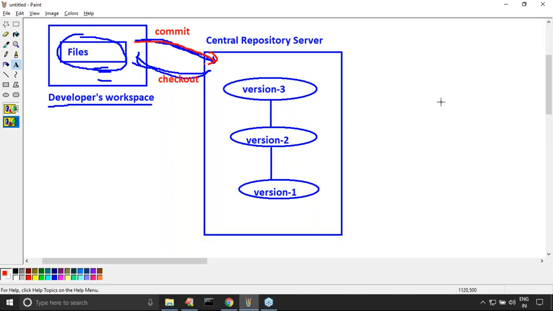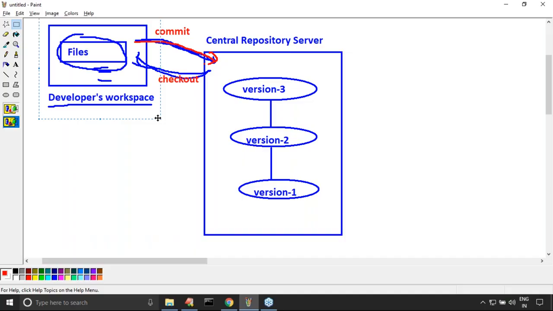The developer's machine contains only the files on which he is working, but the total code will be available in the central repository. Remember this a bit carefully. How many developers will be there? Maybe there is a chance that multiple developers are there.